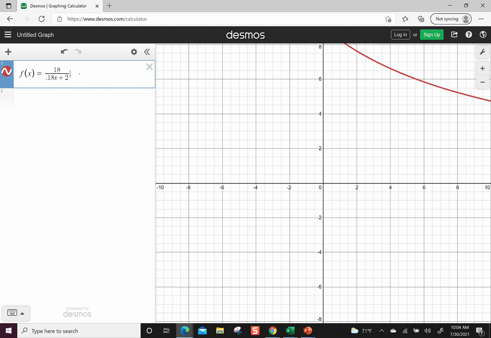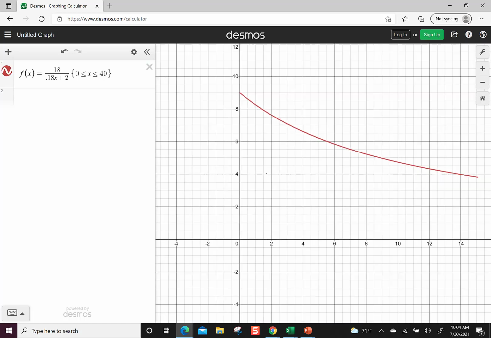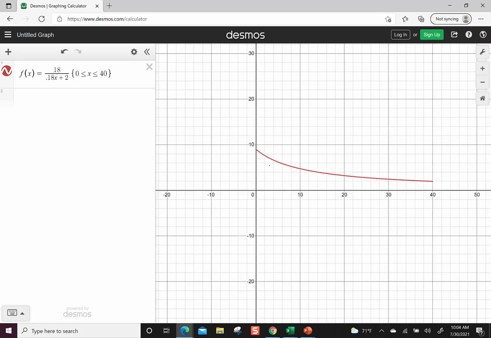Now something popped up on the screen, but we want to make it the part we want. So I'm going to set the domain. I hit like a set notation. I hit 0, less than or equal to x, less than or equal to 40. So now I have said, here's the domain I want. If I scroll over, you'll see the start and the stop to it. I can see it started at 0, it's going to stop at 40.